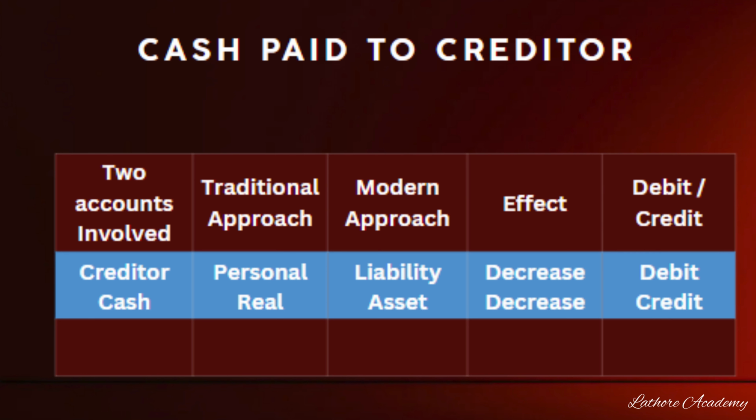So creditor is decreasing. Whenever you pay off the liability to the creditor, the balance will come down, right? The liability decreases. Whereas whenever you pay cash, cash goes out of the business, the asset decreases. So the journal entry will be creditor account debited to cash account.